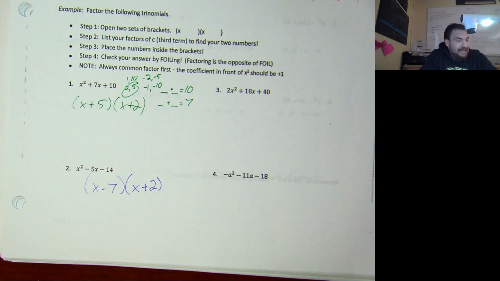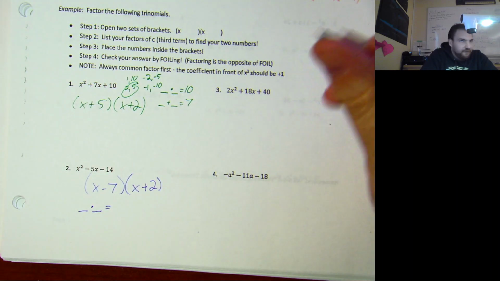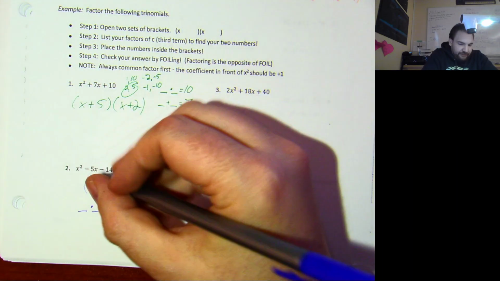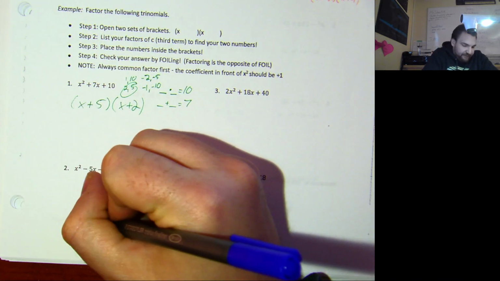Okay, so again, it all comes down to the combinations of numbers that are going to multiply and add to what we need them to multiply and add to. What do I want my numbers to multiply to? It's not 14. It's -14. And what do they have to add to? -5.